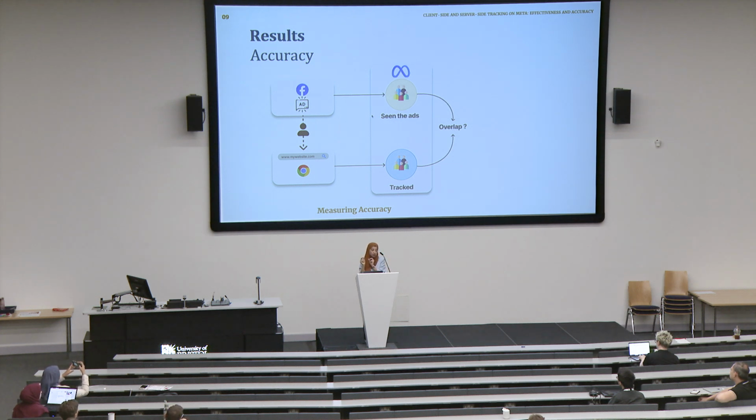And we are able to do this through a measurement that we call the overlap. In fact, Meta will allow you to see the number of unique users who saw this measurement ad campaign and who also saw the original recruitment ad. And that's our measurement of accuracy. If your tracker is good, then the overlap should be 100%.